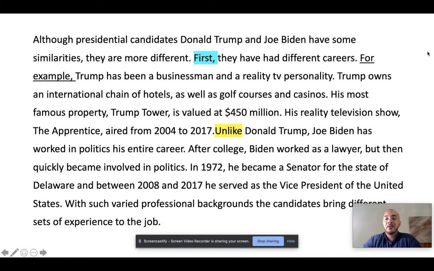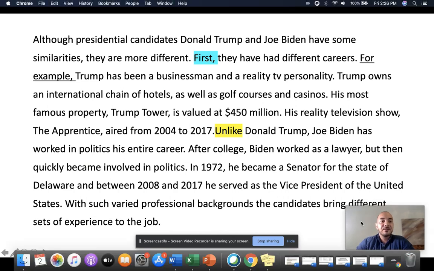So this final example reads, although presidential candidates Donald Trump and Joe Biden have some similarities, they are more different. First, they have had different careers. For example, Trump has been a businessman and a reality TV personality. Trump owns an international chain of hotels, as well as golf courses and casinos. His most famous property, Trump Tower, is valued at $450 million. His reality TV show, The Apprentice, aired from 2004 to 2017.